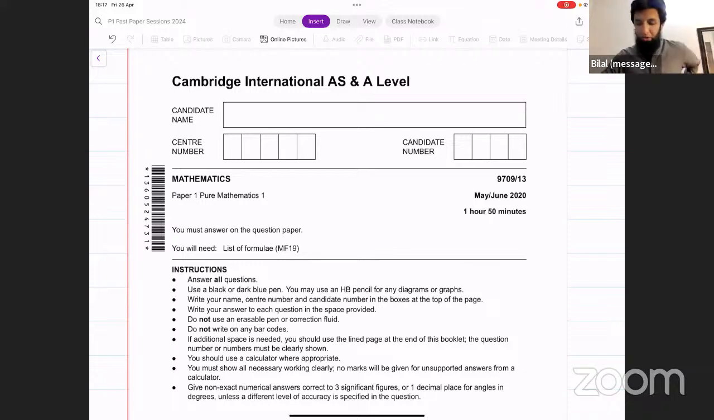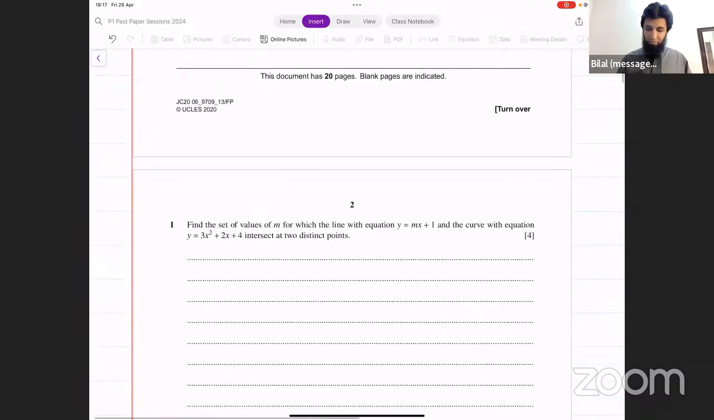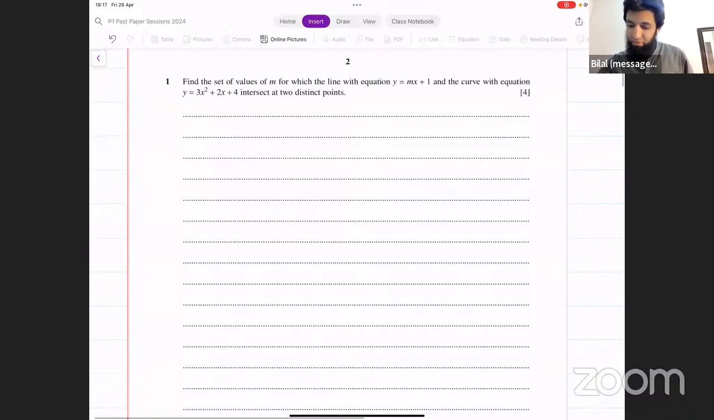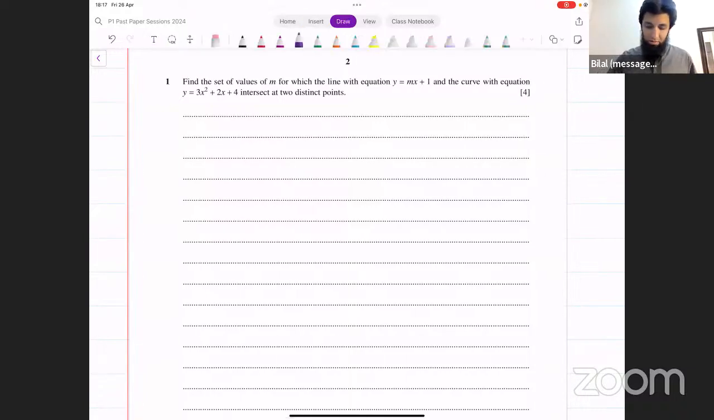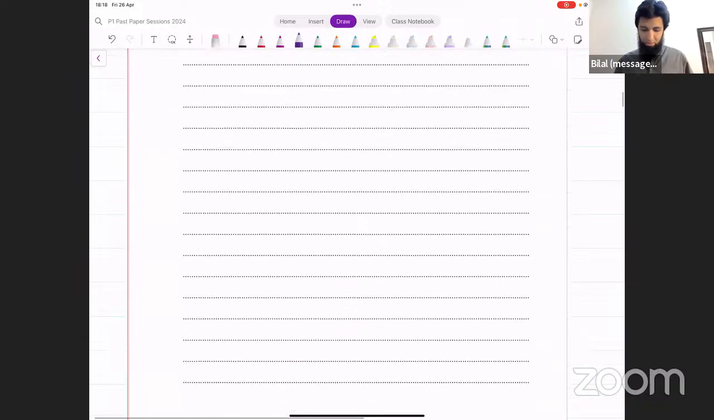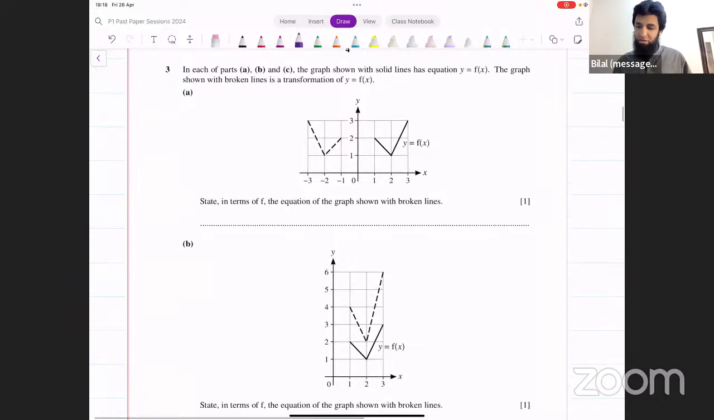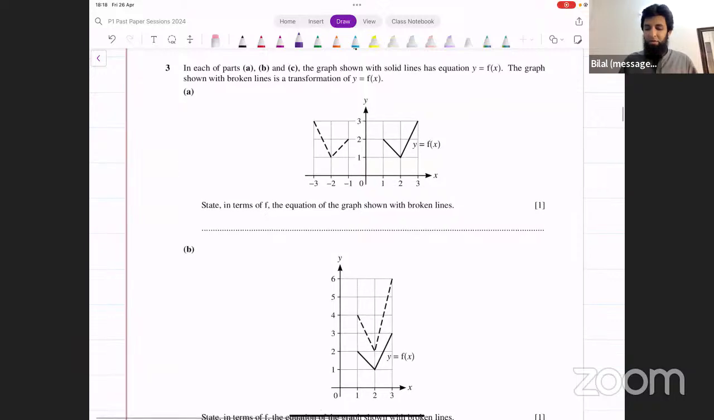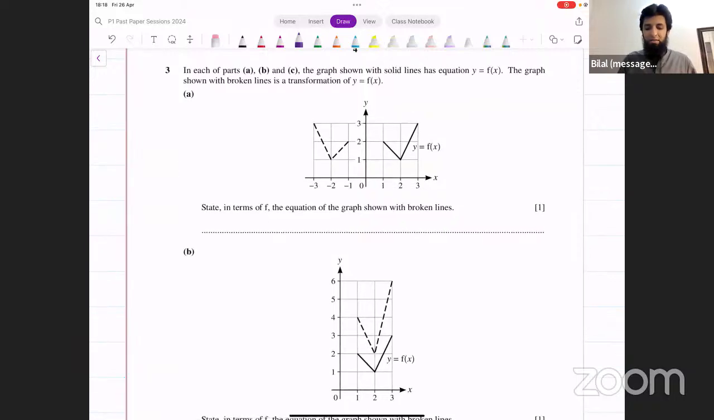Paper 1-3, June 2020. Okay, so let's see which questions you've asked from this paper. 1, no. 2, no. Okay, let's start with this one. Question number 3. It says in each of parts A, B, and C, the graph shown with solid lines has the equation y equals f of x. The graph shown with broken lines is a transformation of y equals f of x. State in terms of f the equation of the graph shown with broken lines.